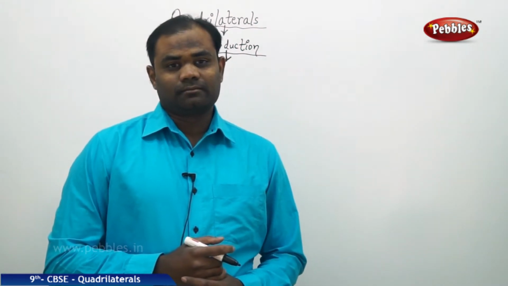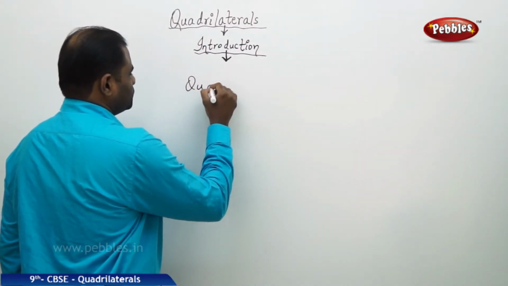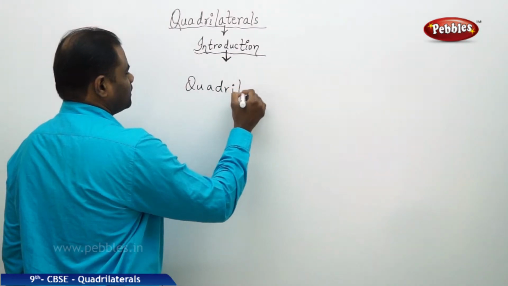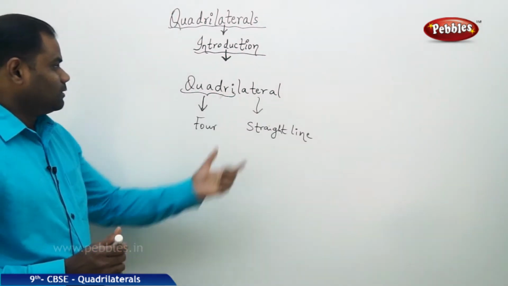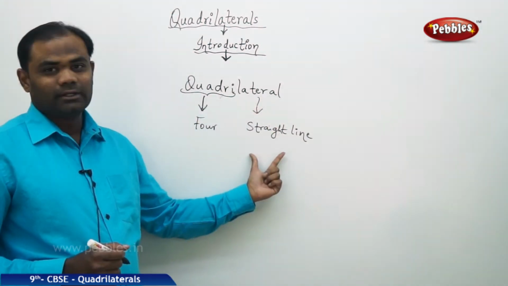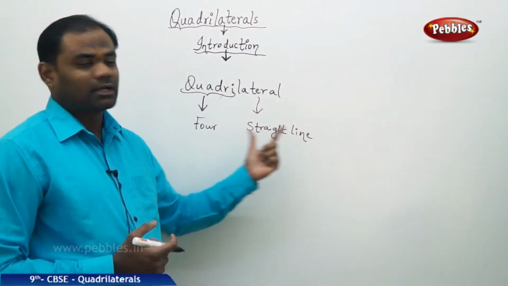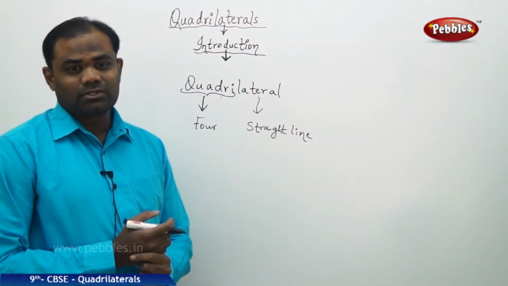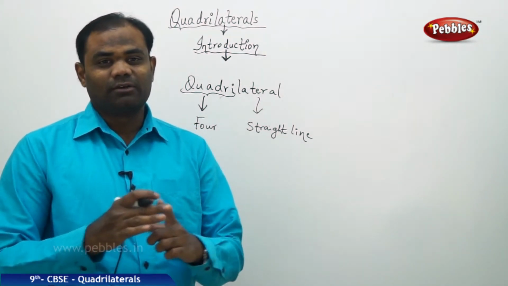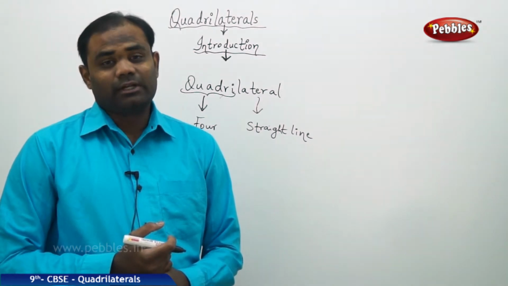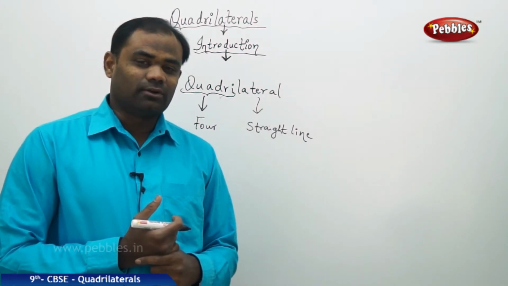Let's see the introduction. A quadrilateral, which we have as the word quadrilateral. Lateral, the second word of quadrilateral, refers to a straight line, and quadri refers to four. So a quadrilateral is a figure formed by four straight lines, four straight lines which enclose together to form a quadrilateral.